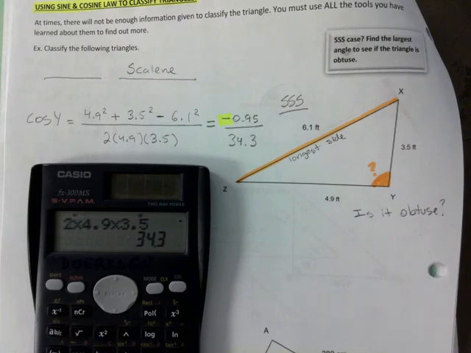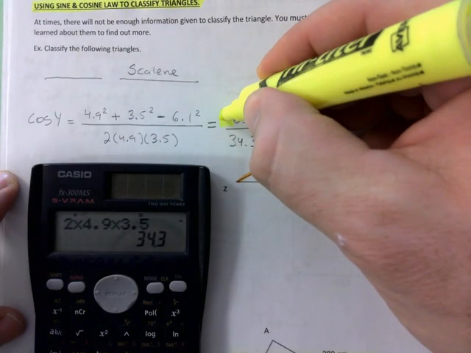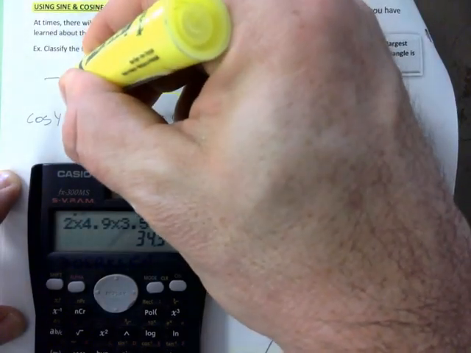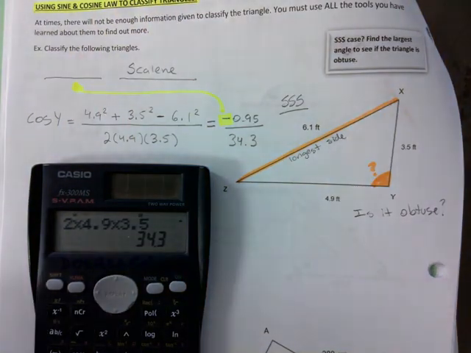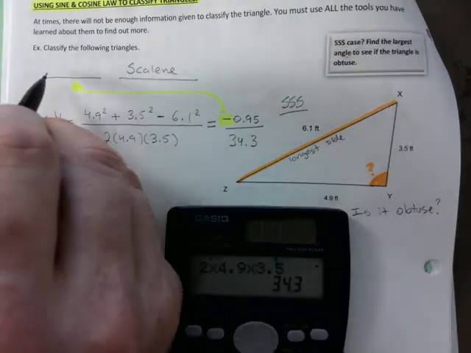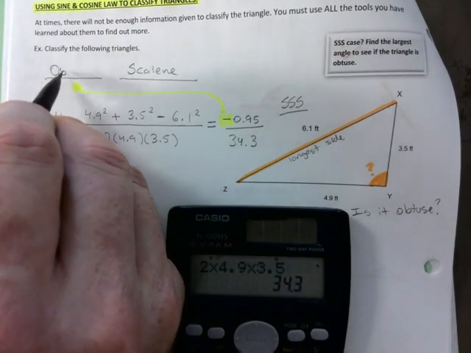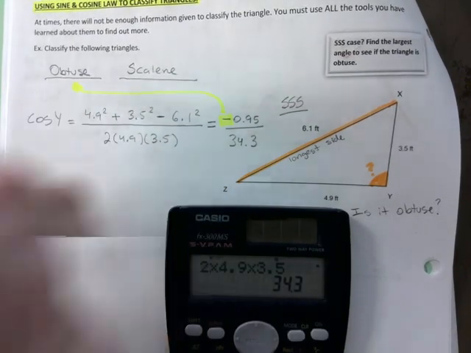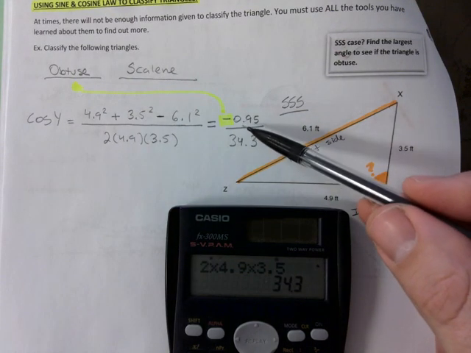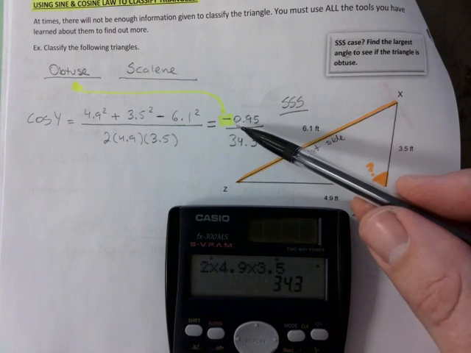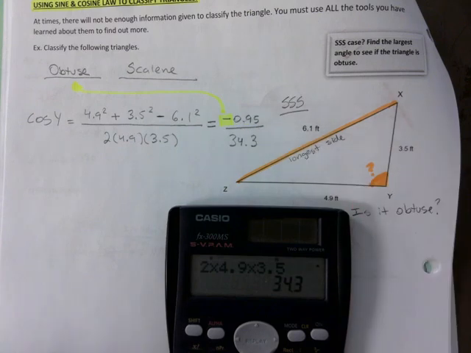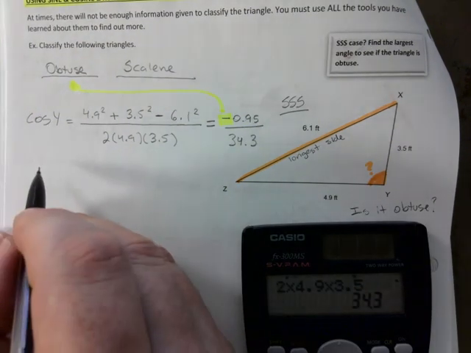You're guaranteed that it will be, so watch what I'm going to do here in your notes. I'm going to make an arrow and already make my conclusion before I even finish this question. I'm going to say obtuse. If your sign is negative, you know it's obtuse. If it's positive, it's going to be an acute angle. Okay, let's finish this question though.